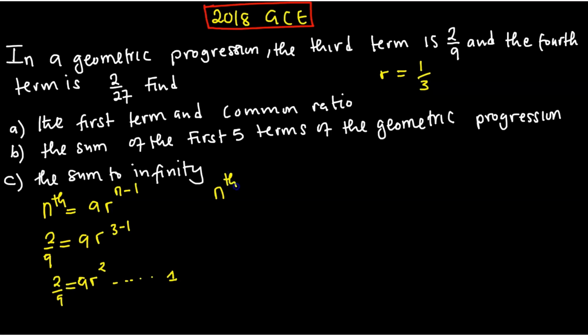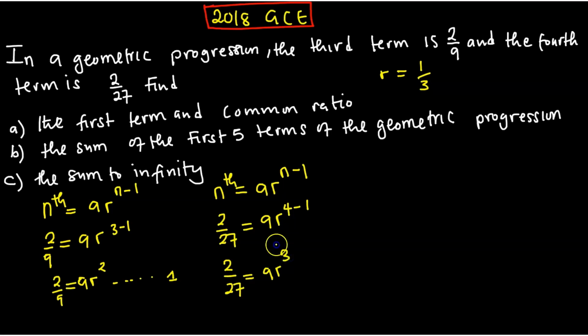Then nth term equals A R to the power n minus 1. So we go for the fourth term now. The fourth term is equal to 2 over 27, which is equal to A, the first term, multiplied by R to the power, for the fourth term, 4 minus 1. Therefore this is 2 over 27 equal to A R to the power 3. This is the second equation that we have.